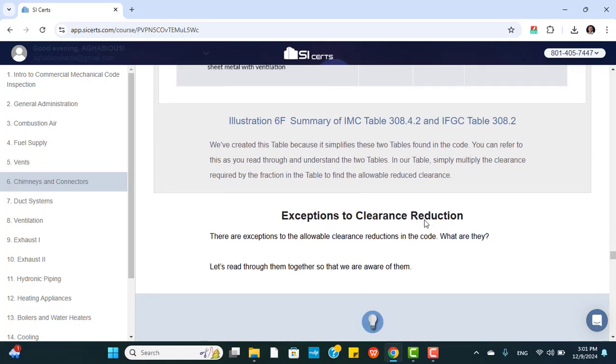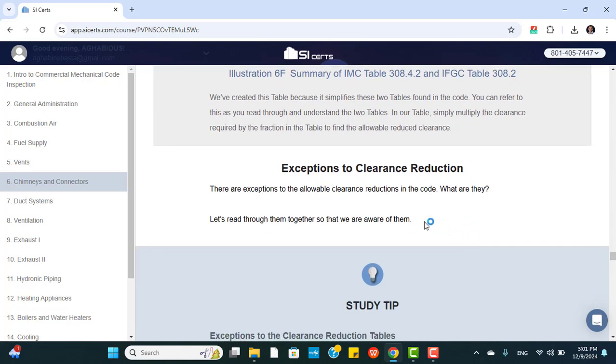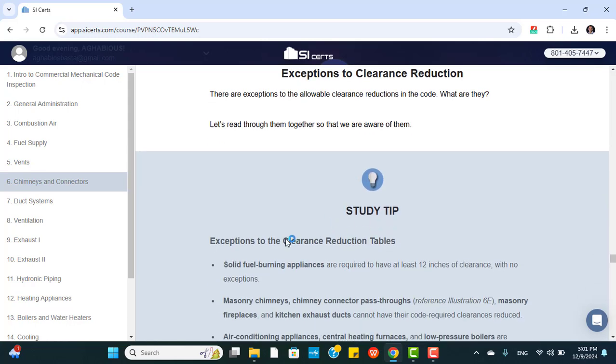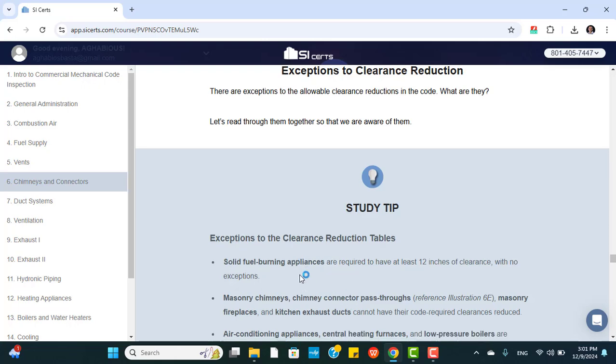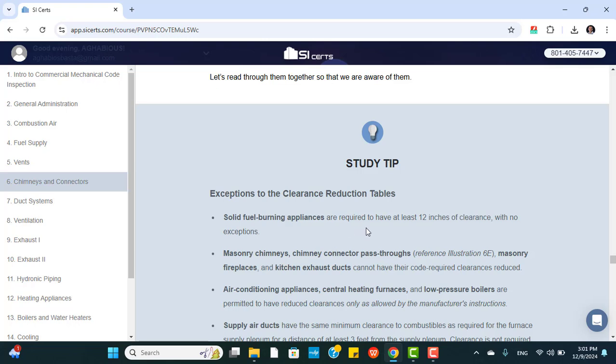Exceptions to clearance reduction. There are exceptions to the allowable clearance reduction in the code. What are they? Let's read through them together so that we are aware of them. Study tip: exceptions to the clearance reduction table. Solid fuel burning appliances are required to have at least 12 inches of clearance with no exception.